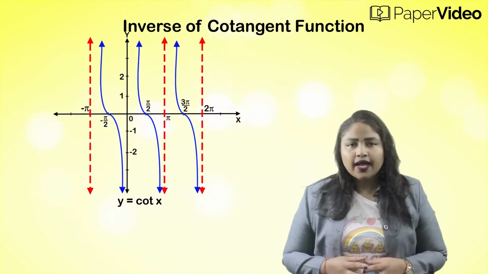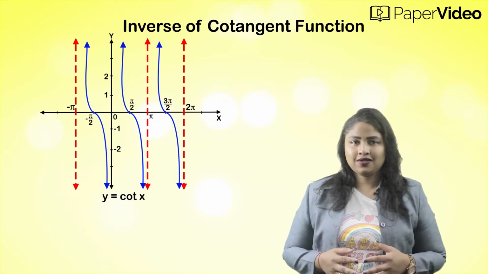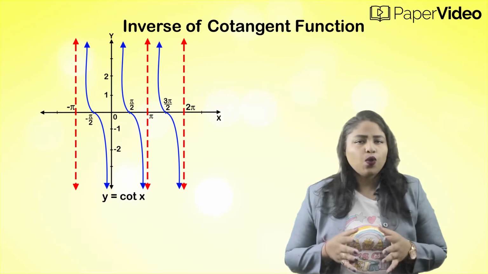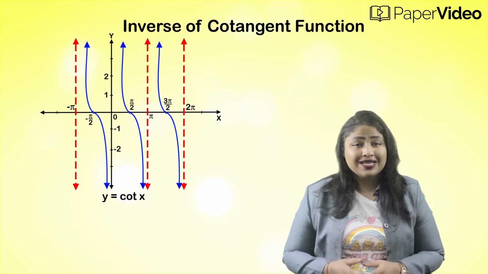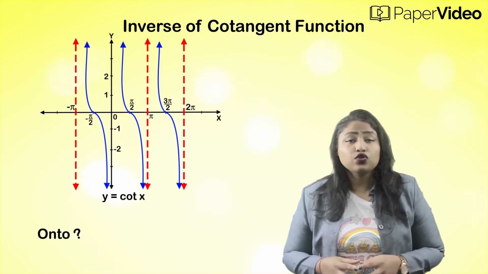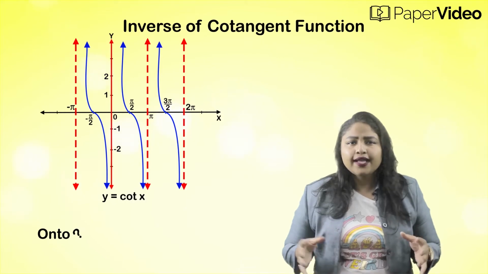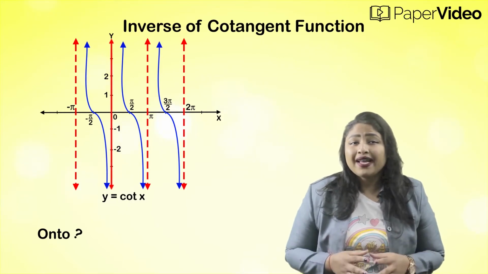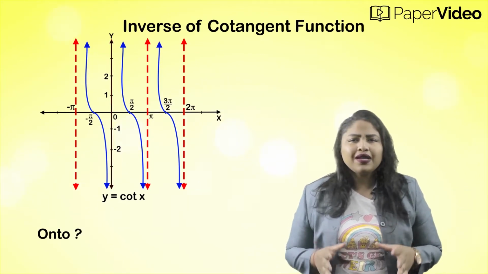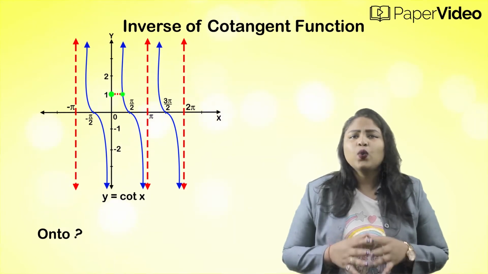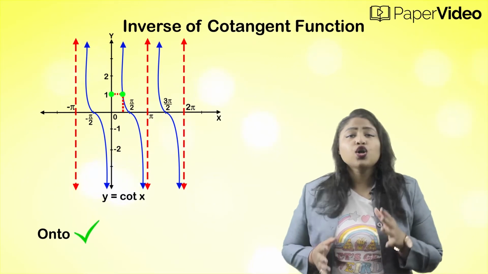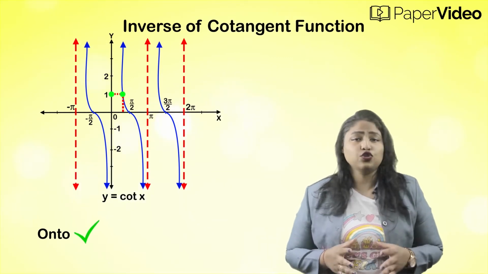Now let us check whether the cotangent function is invertible or not. We know that if a function is a bijection, which means that it is both 1, 1 and onto, then the function is invertible. First, let us check whether the cotangent function is an onto function. As we can see, the range of the cotangent function is from minus infinity to infinity, that is real numbers. So, if we consider any point on y-axis, we can clearly see that there is a corresponding point on the x-axis. So, the cotangent function is definitely an onto function.